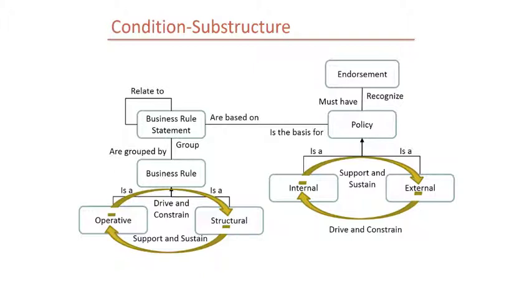For example, a one-to-many relationship is an example of a structural rule. And you can see the drive and constrain relationship here as well. So operative rules or operative conditions will drive and constrain the structure, and the structure must support the operative rules. And it must be built that way, and the requirement must reflect that.